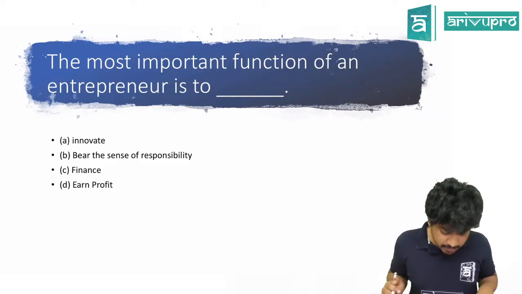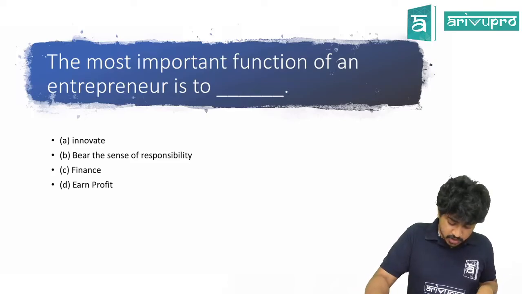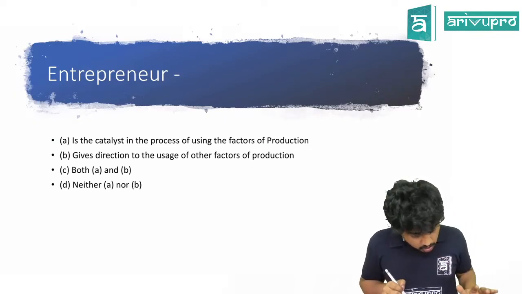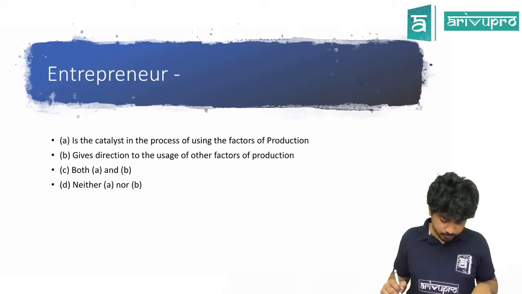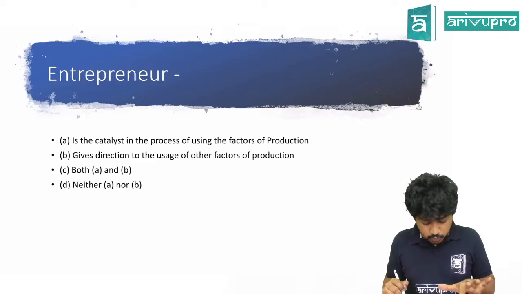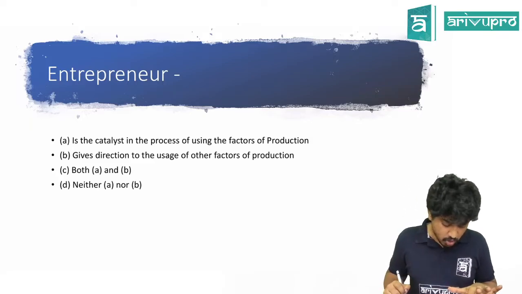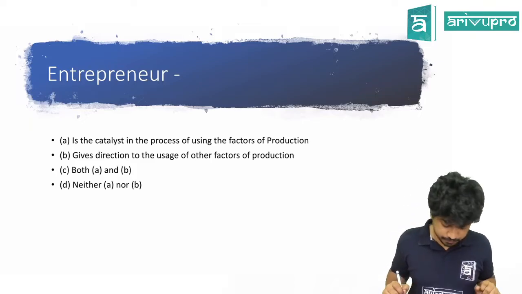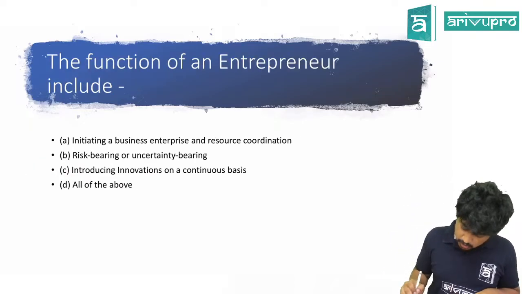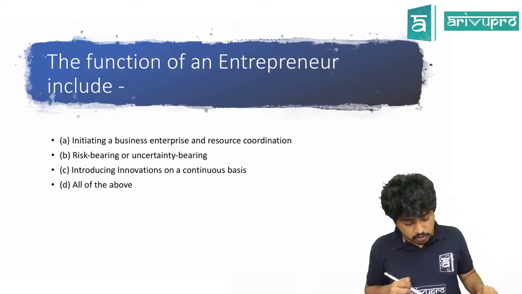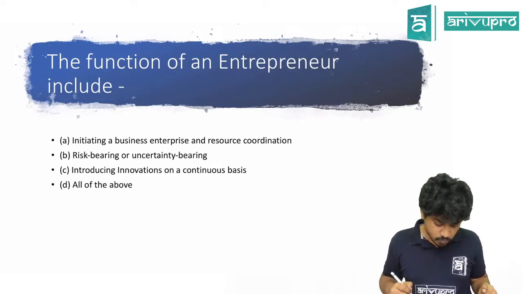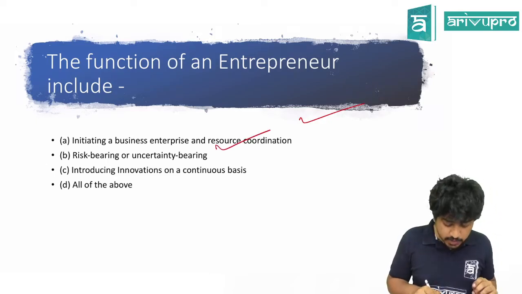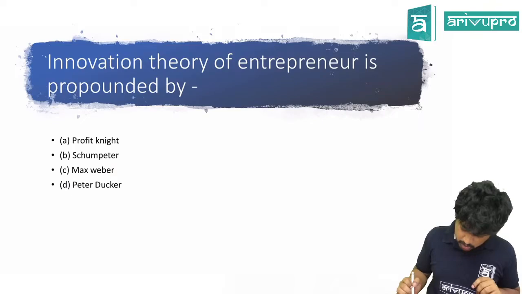The most important function of an entrepreneur is to what? Innovate, I told you. The entrepreneur is a catalyst in the process of using the factors of production, or gives direction to the usage of other factors of production. Both A and B. The functions of an entrepreneur include initiating business, risk bearing, as well as innovation. That is all of the above.